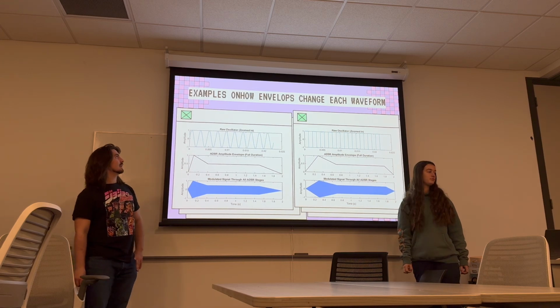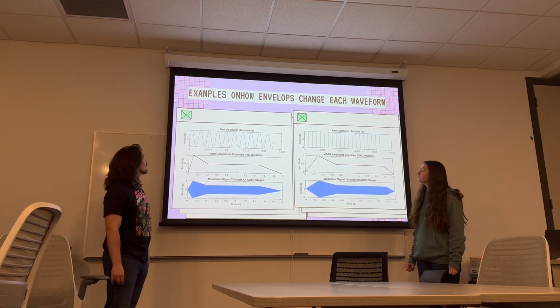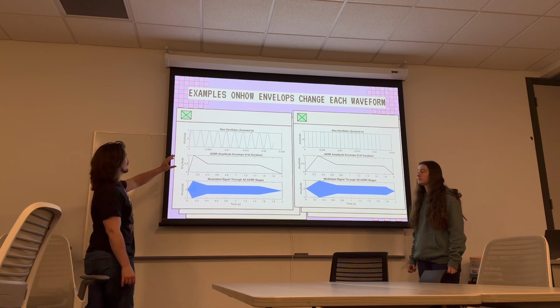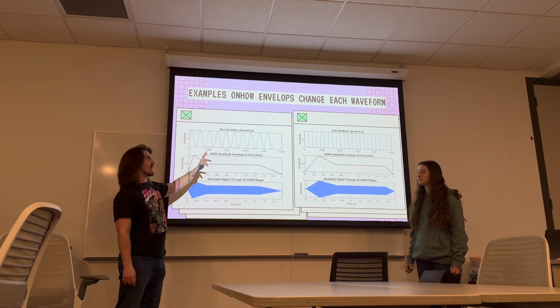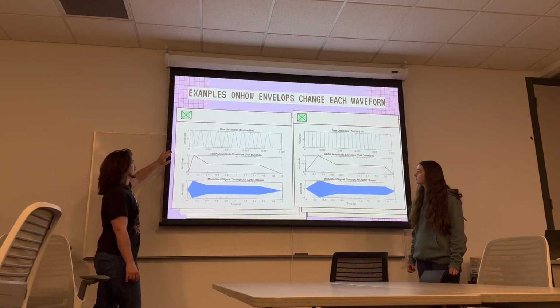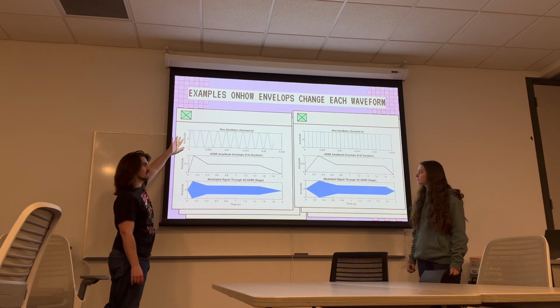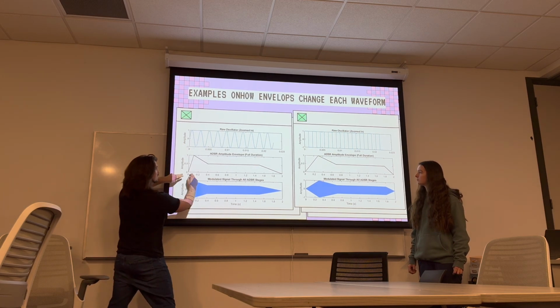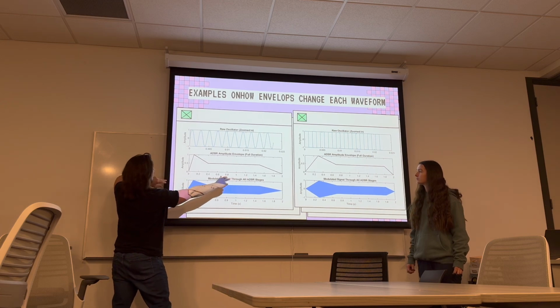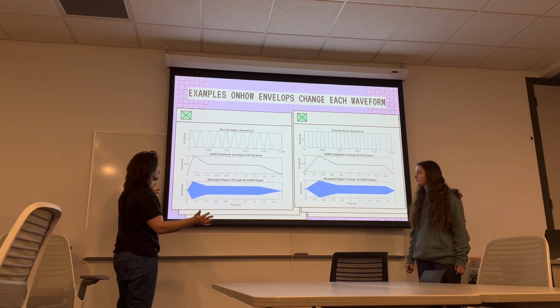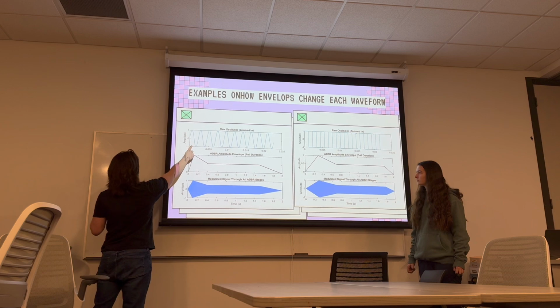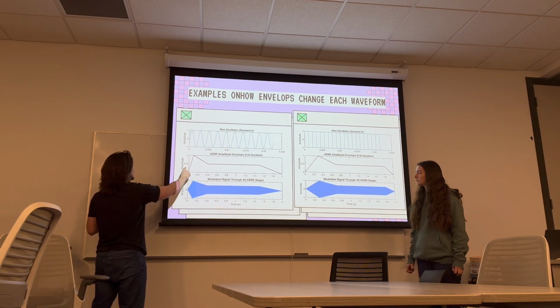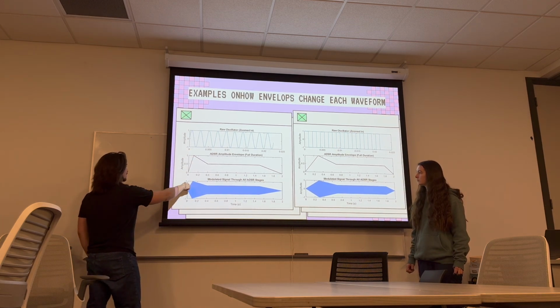So this is the example of how envelopes change each waveform. Specifically, for this example, we have the sine wave and the square wave. And so this is the raw wave, which is totally unedited. And then this down here is our ADSR envelope. And so you can see that as this oscillator signal goes into this envelope, you can see how it changes.